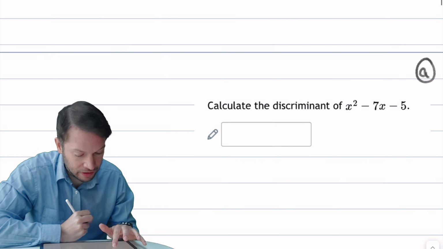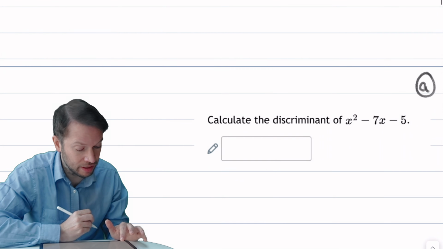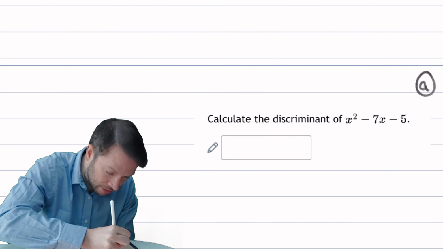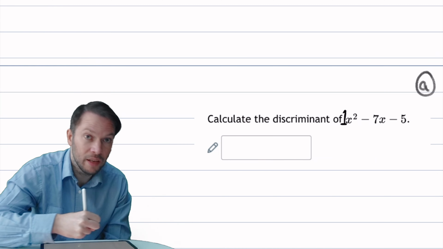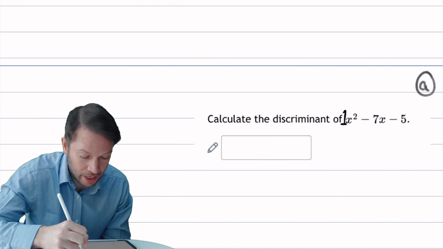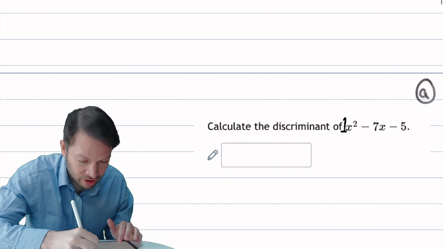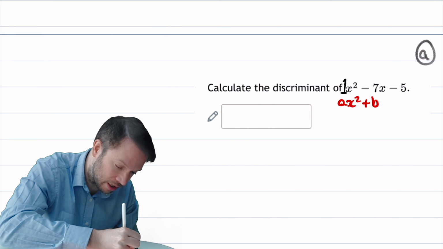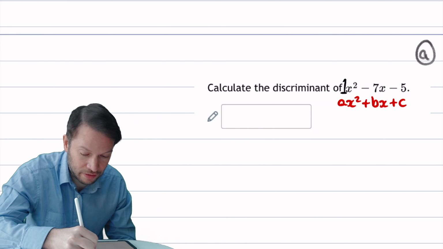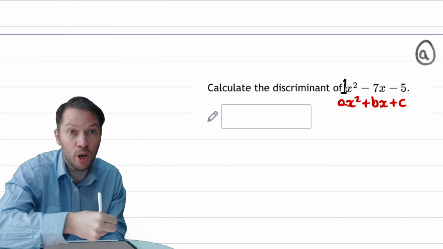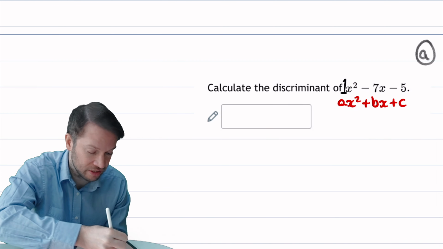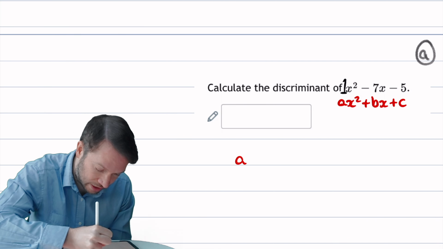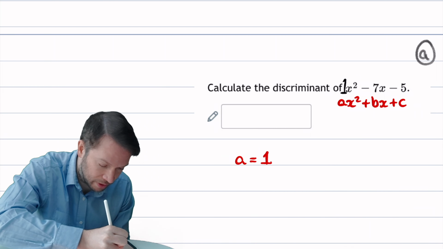Right, so let's look at this first one. Calculate the discriminant of x squared minus 7x minus 5. Now, we don't currently have a number in front of the x squared, so let's put a little 1 there, because 1x squared means the same as x squared. And remember, the discriminant is when we have ax squared plus bx plus c. So a is the coefficient of the x squared term. Remember, coefficient just means the number in front of a particular algebraic term. So the a is the number in front of the x squared. So we can see that a is equal to 1.